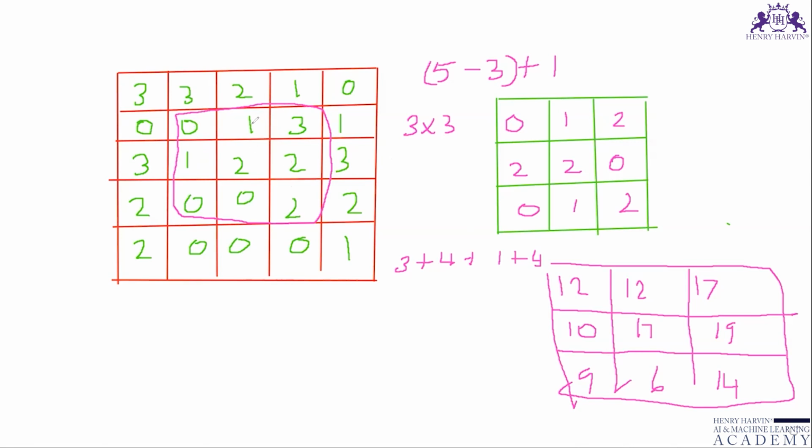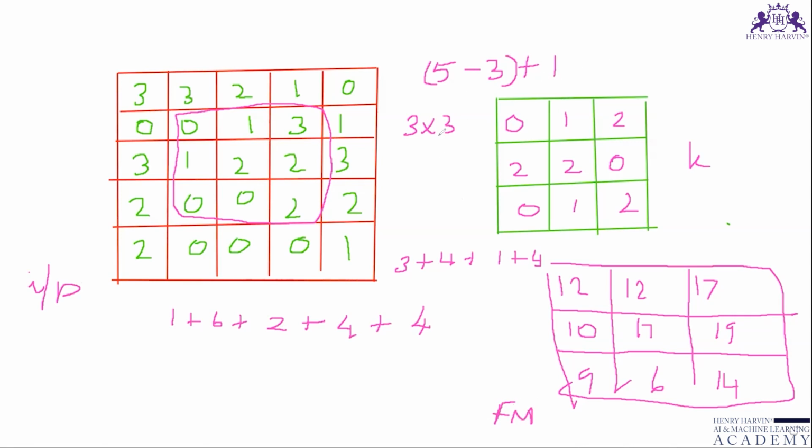So 0, 1, plus 3 2s are 6. So 1 plus 6 plus 1 into this 2, that is 2, plus 2 into this 2, 4. Then there is 2 into 0, 0, 0 into 0, 0, 0 into 1, 0, 2 into 2, 4. So 8, 10, 16, 17. Yes, we are right. So this is clear. This is the input, this is the kernel, and we got the feature map. And we are clear with the formula also.